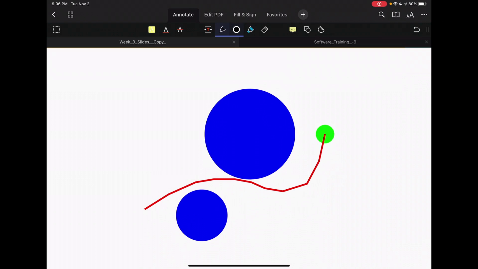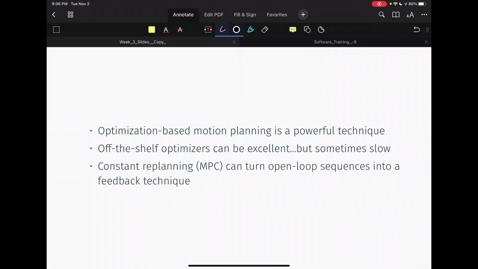So in conclusion, optimization-based motion planning is a powerful technique. Off-the-shelf optimizers can be excellent, but they tend to be a little bit slow on some problems. It just depends on the problem formulation. And constant replanning of model predictive control can turn open loop control sequences into a feedback technique. The feedback comes through every time you have noise and you get a new state. You use that information next time you compute the trajectory from scratch.